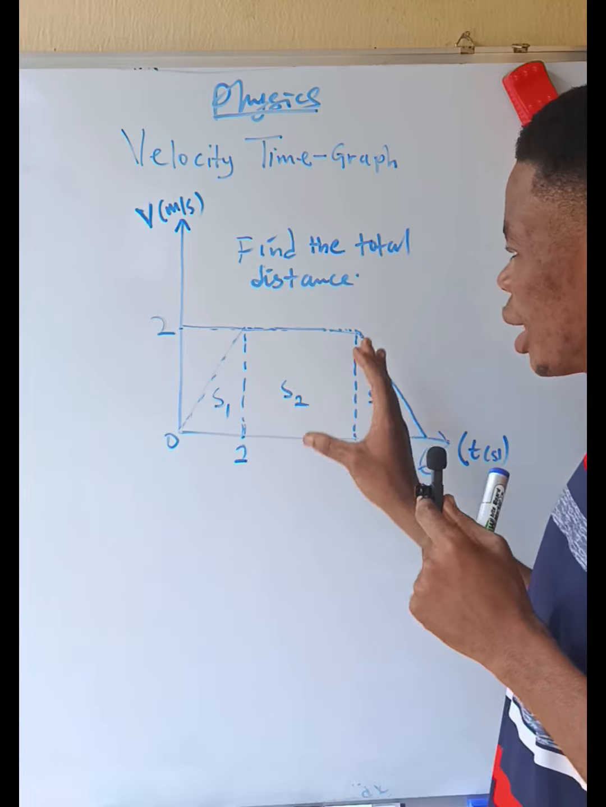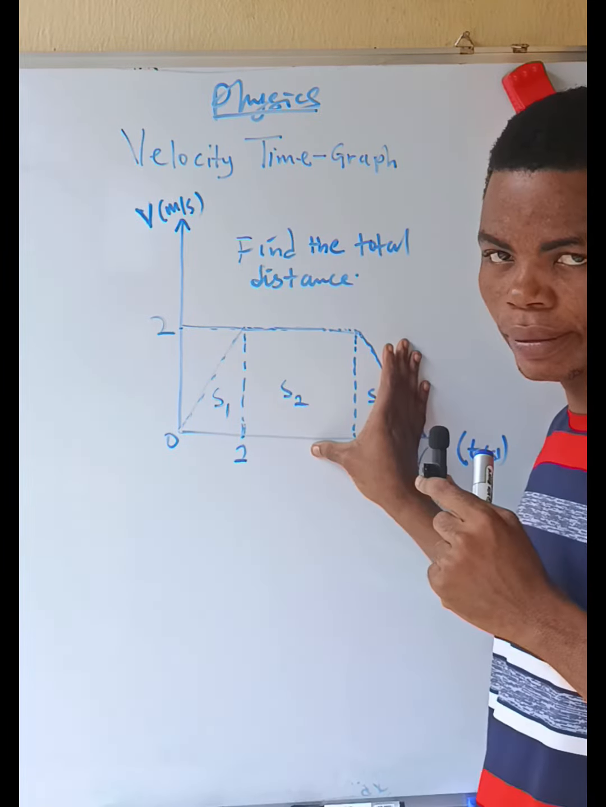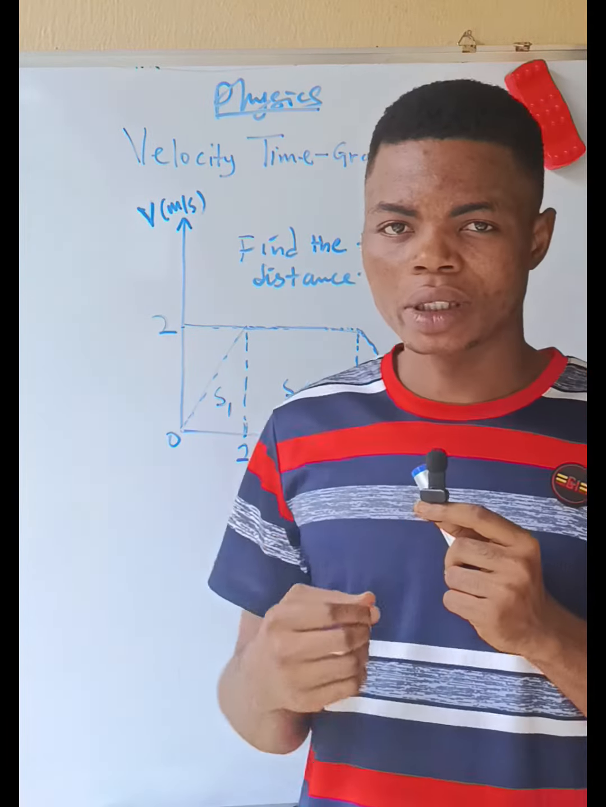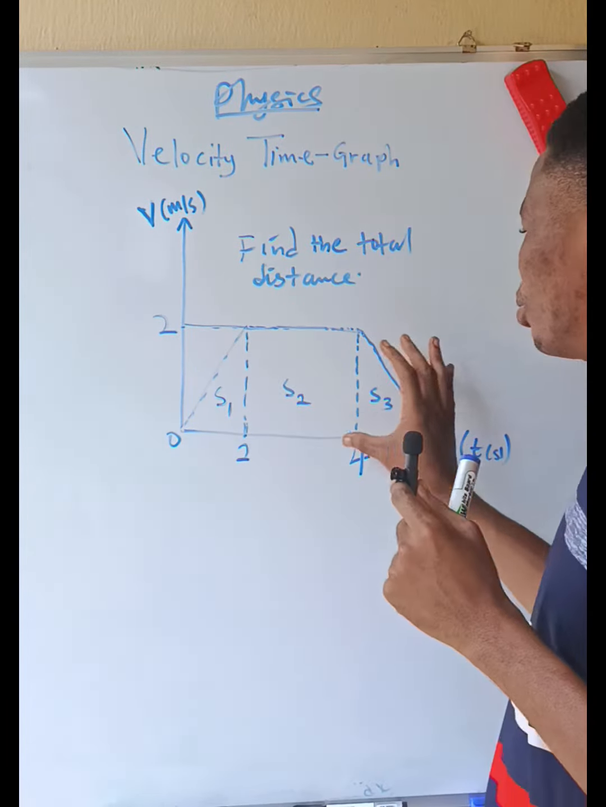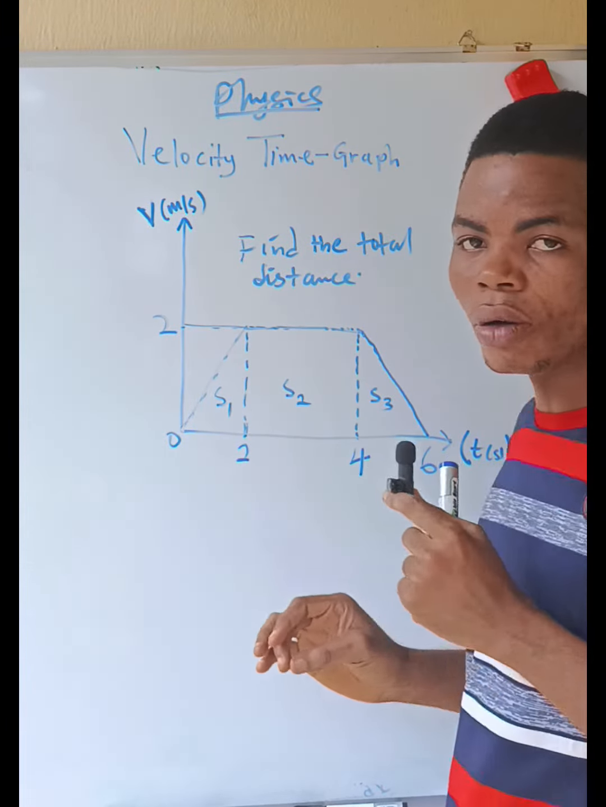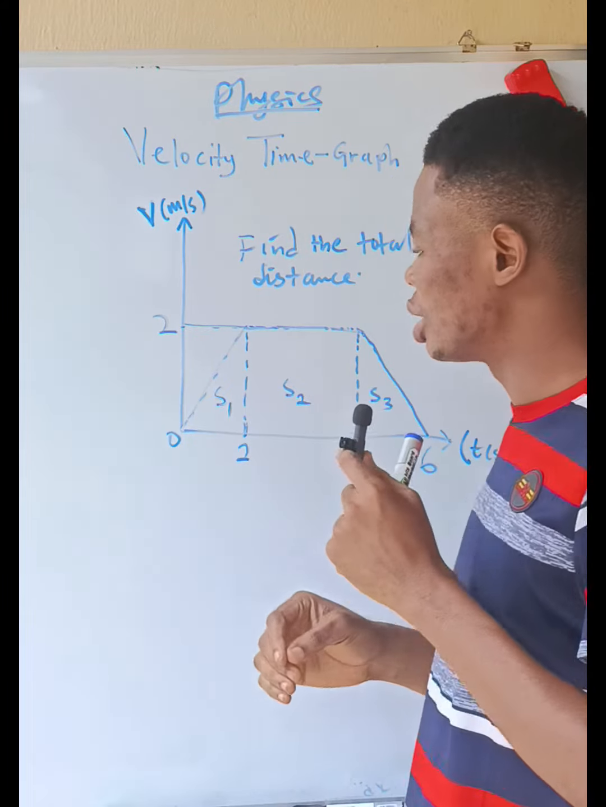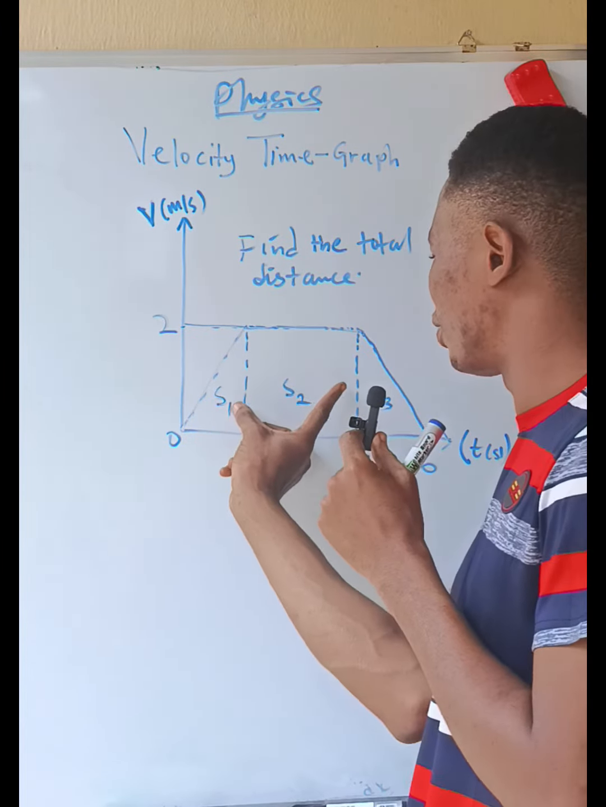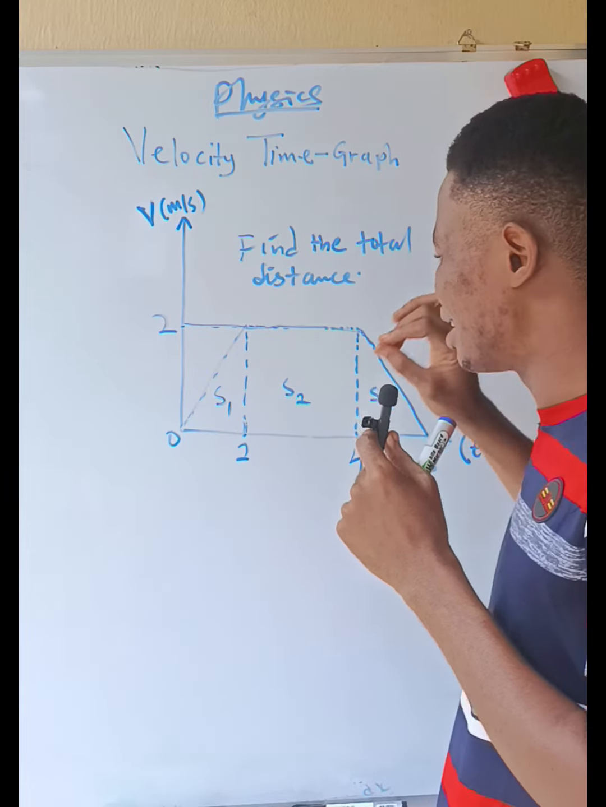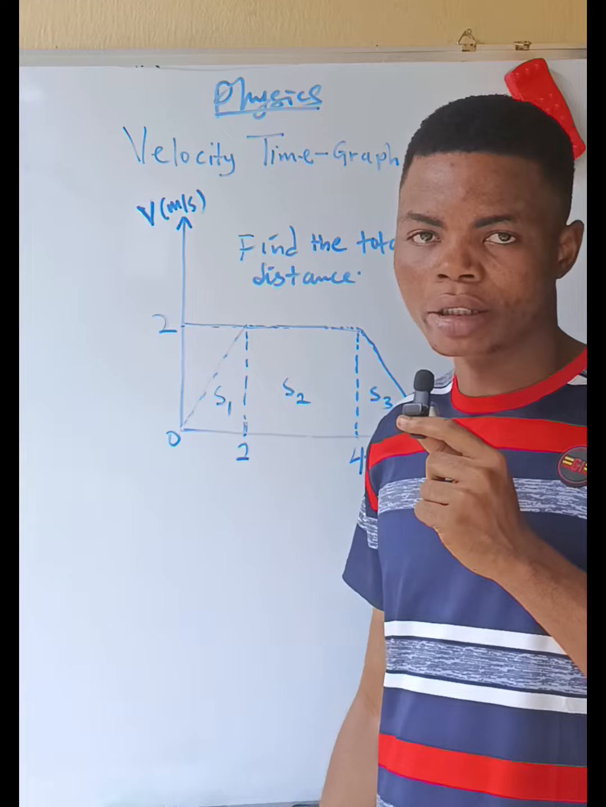For example, in this one now, they ask us to find the total distance traveled by this body. So what are we going to do? Remember that whenever you are dealing with a velocity time graph, the total area of the graph represents the total distance traveled by that body. So in this case, we are going to find the total area of this shape. Then after getting the total area, that area will represent what? The total distance traveled by the body.